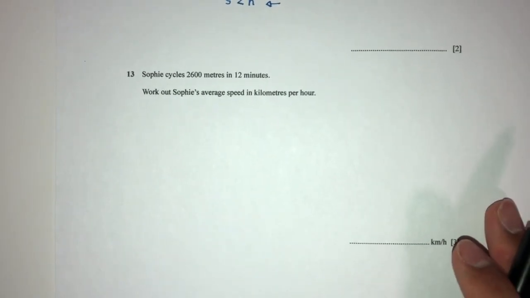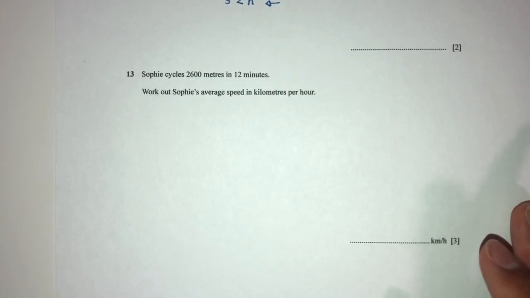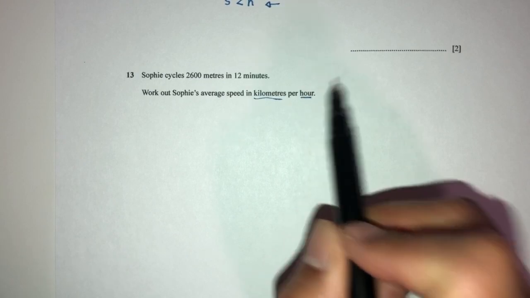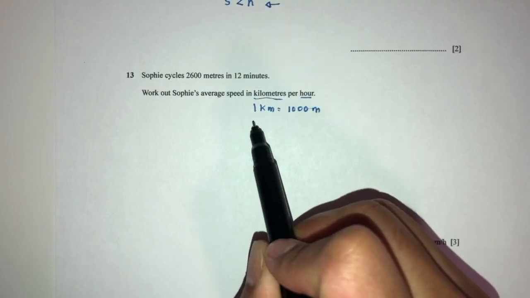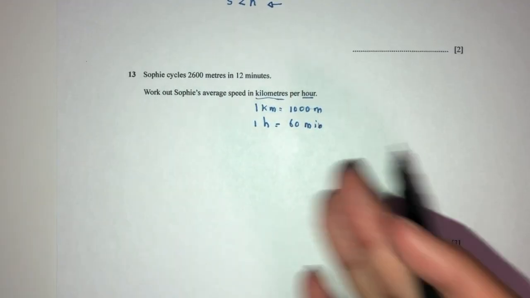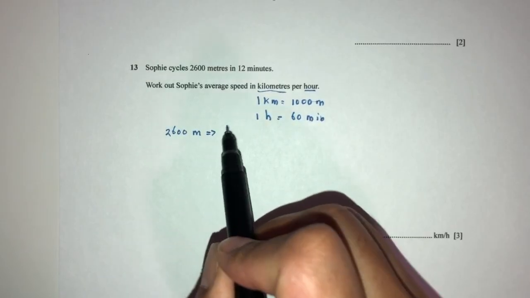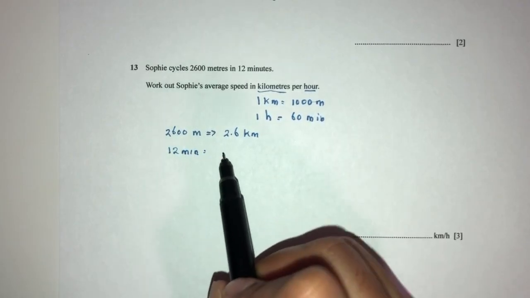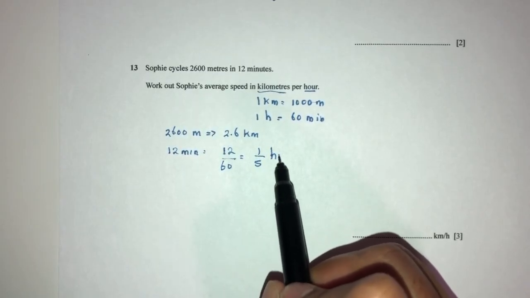Now for 13, Sophia cycles 2,600 meters in 12 minutes. We have to change that to km per hour. So we just have to convert. So what is km per hour? We do understand that 1 km is 1,000 meters and 1 hour is 60 minutes. So we have to convert these values to these metrics. So convert 2,600 meters. That will become 2.6 km, and 12 minutes is equal to 12 divided by 60. That will be what? 1/5 hours.